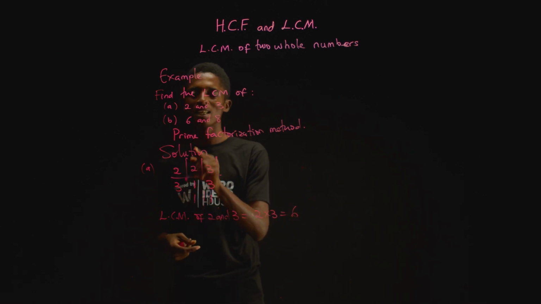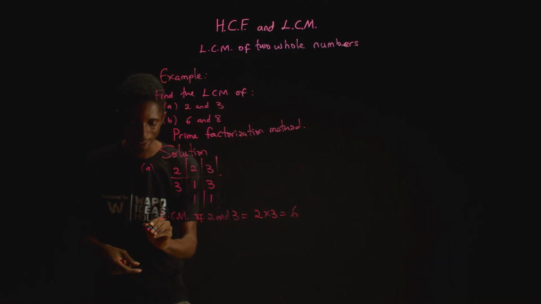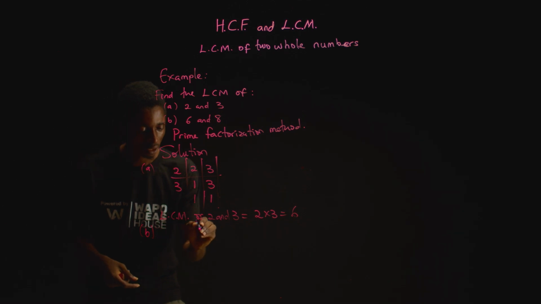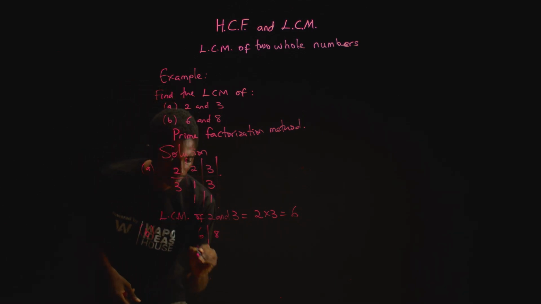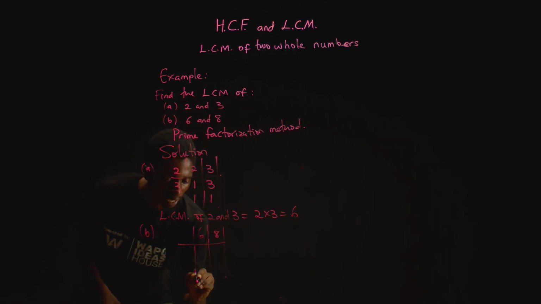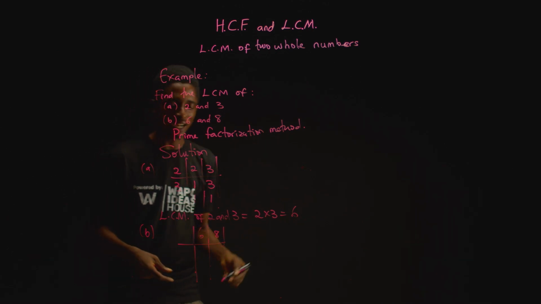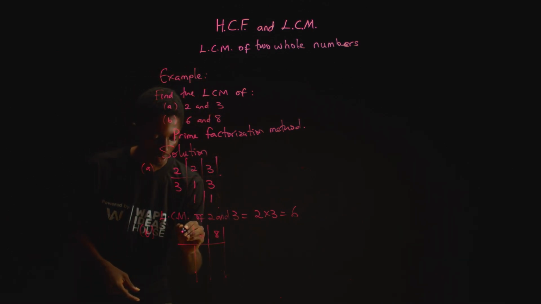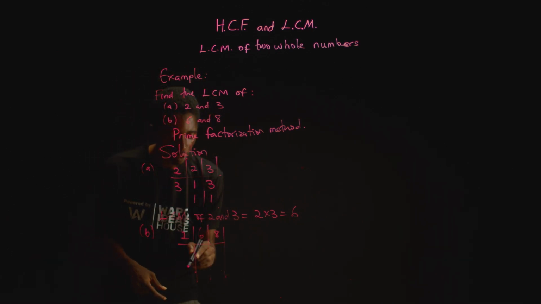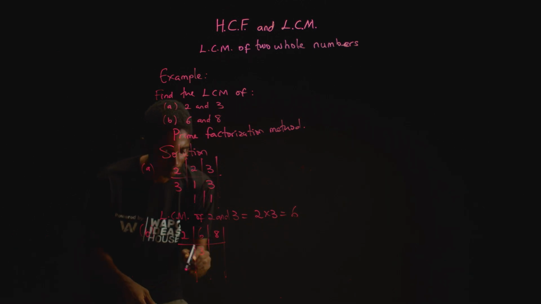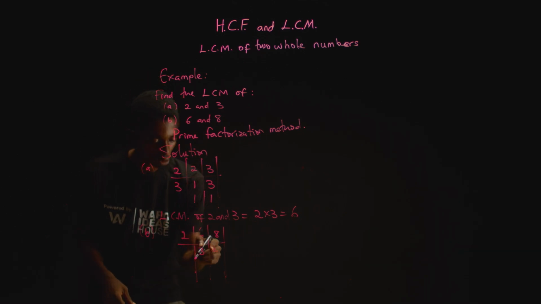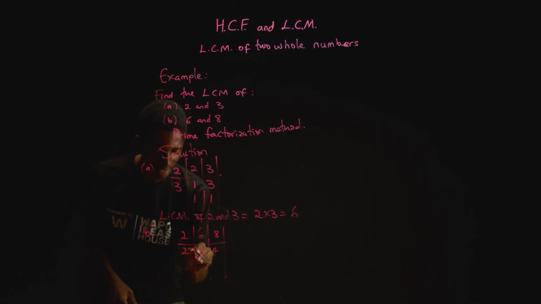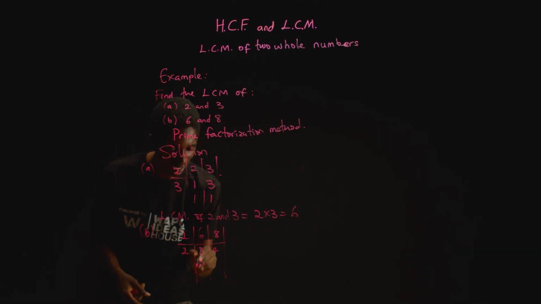Now, let's apply the same thing to 6 and 8. So for our B, we have 6 and 8. Write them into columns and then divide them by the prime numbers. So 2. 2 in 6, 3. 2 in 8, 4. 2 can still go in 4, so we apply that. Since it can't go in 3, we write down 3.